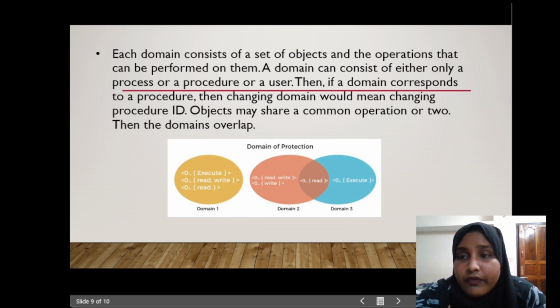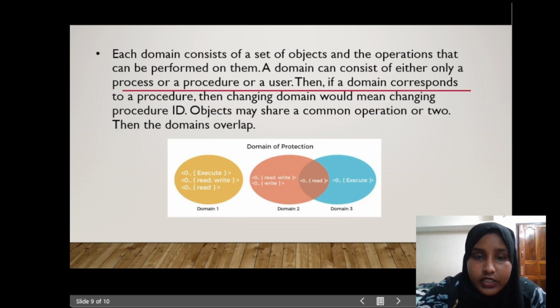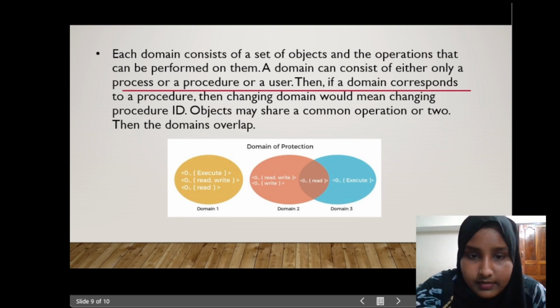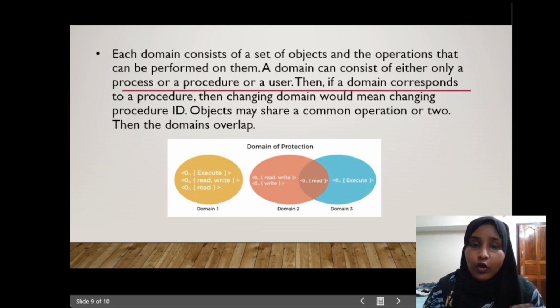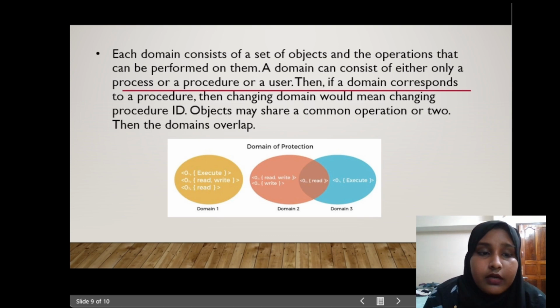A domain can consist of either only a process, a procedure, or a user. If a domain corresponds to a procedure, then changing domain would mean changing the procedure ID. Objects may share a common operation or two, and then the domains overlap. In the protection system, the domain defines a set of objects like files, devices, or memories, and the specific operations like read, write, or execute that can be performed on them. Each domain can represent a process, procedure, or even a user.